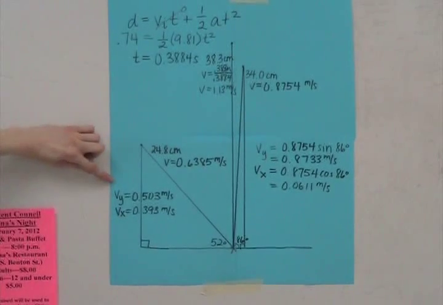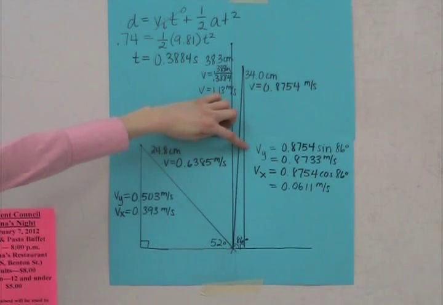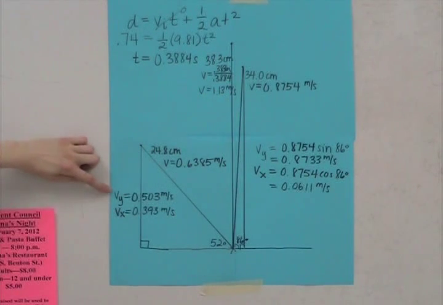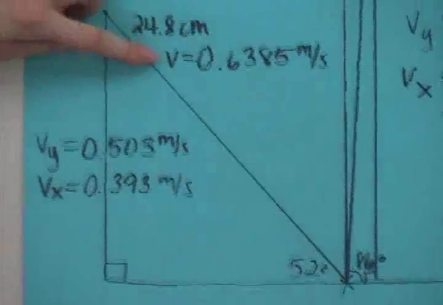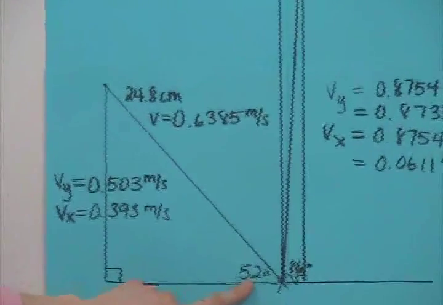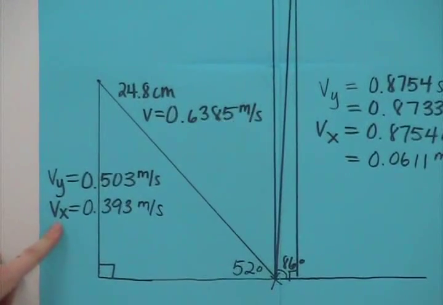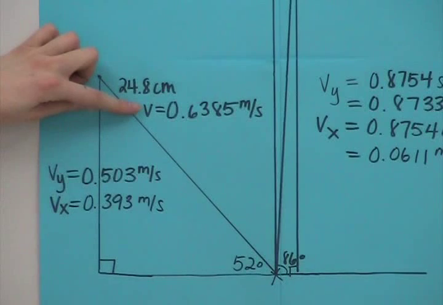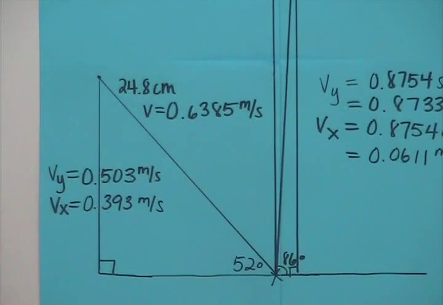Now I've done the same thing over here for the other vector as I did for the vector that I had on the right. So I found the vertical component, or the y component, by taking the speed times sine of 52 degrees, and I determined that using the protractor. And then I found the velocity in the x direction by taking the speed of this vector, or the hypotenuse, 0.6385, and multiplying that by cosine of 52 degrees.